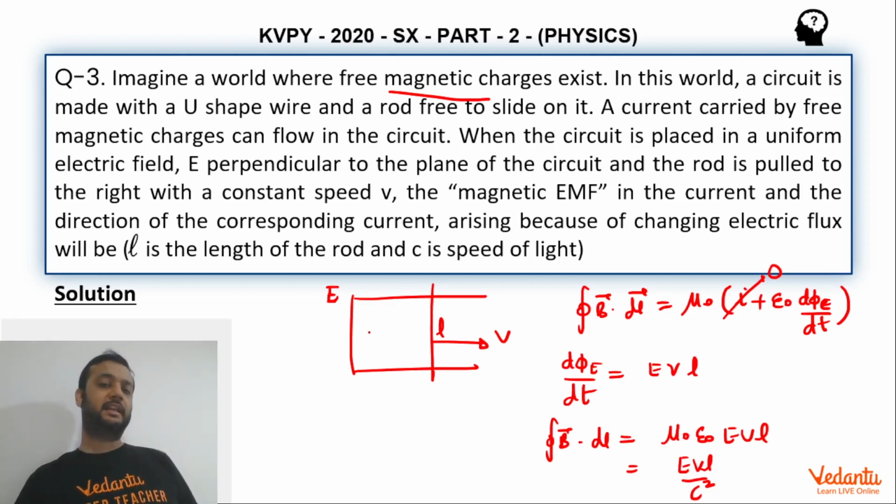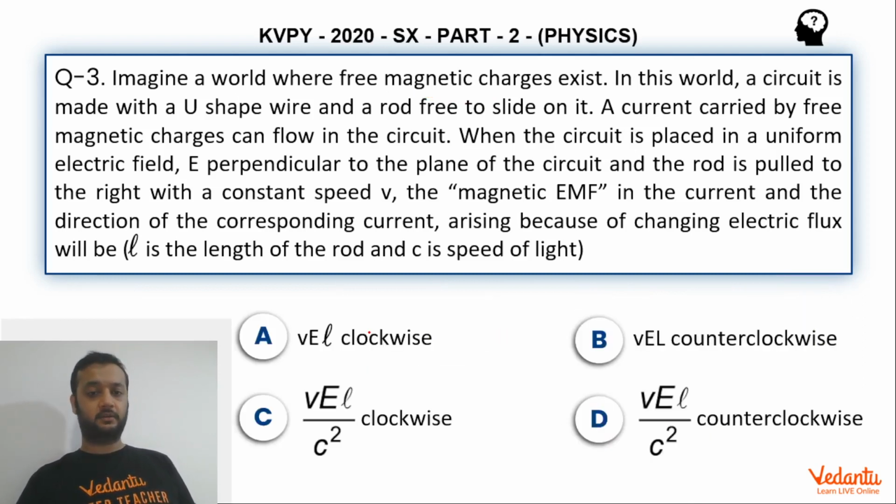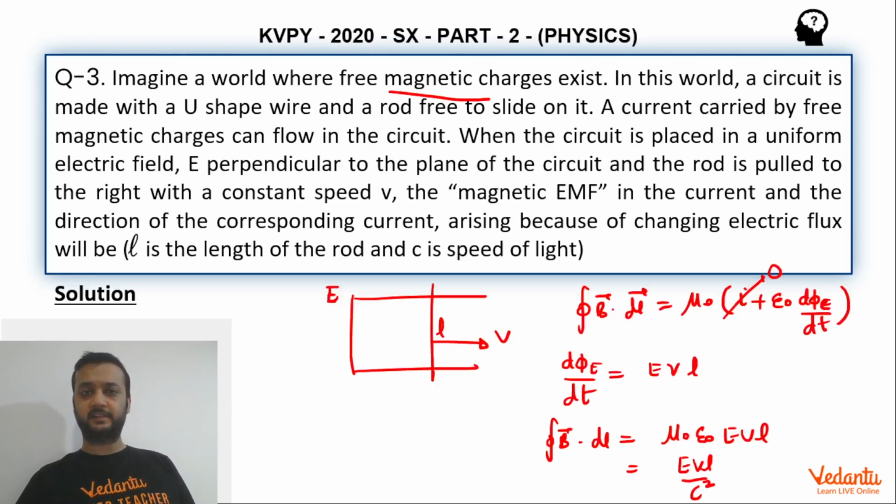But since the direction of the electric field is not given, we will not be able to comment on the direction. So possible options could have been C as well as D in this scenario. I hope you have understood the situation. That's it. Thank you.